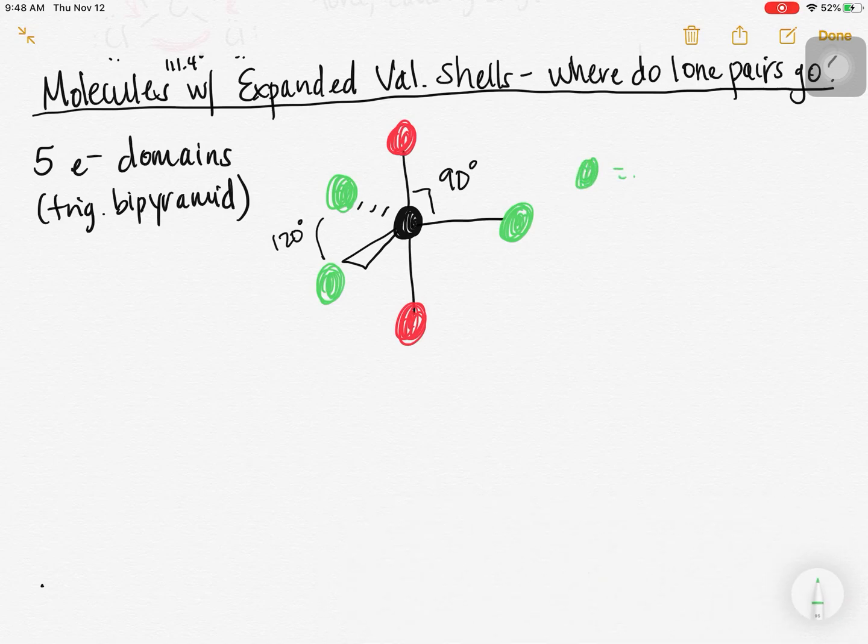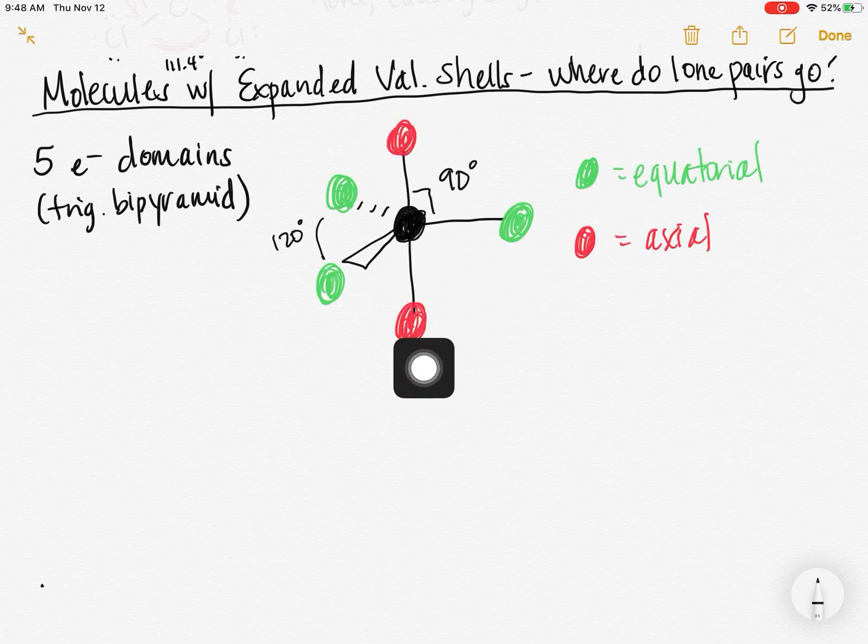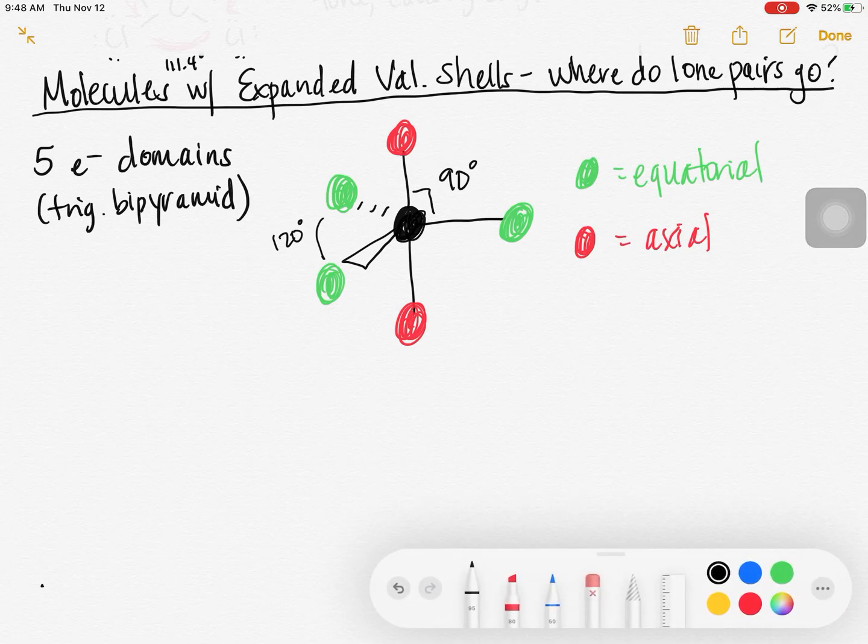So the green positions are called equatorial, and the red are referred to as axial positions. And actually, if you think about that, it makes sense. If you almost picture the black as the earth, then the line that runs this direction is the axis, and the line that runs this direction is the equator, right? And so that's where these names come from, the axial and the equatorial.